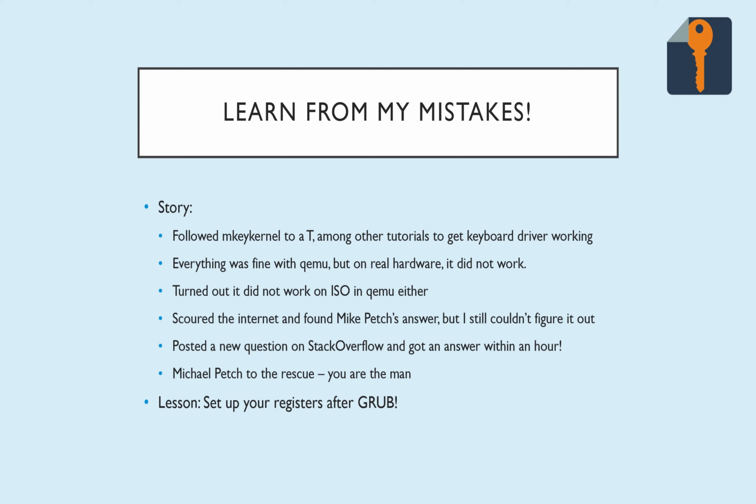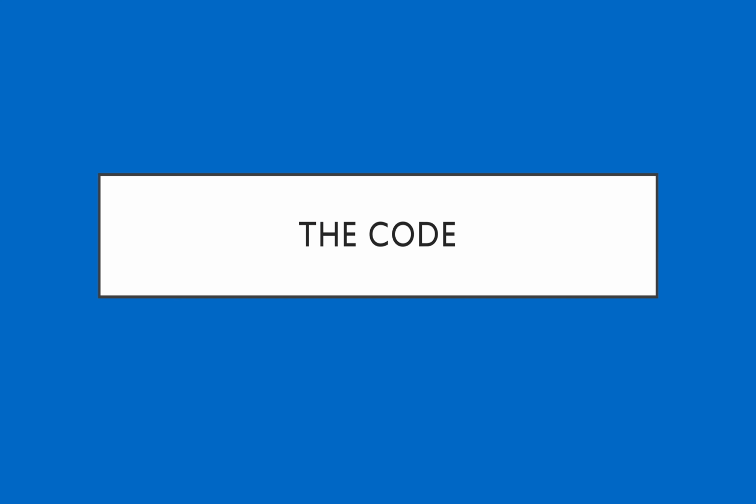Scoured the internet. I found one answer by Michael Petch, and it had a ton of suggestions for someone else's kernel. So I put as many of them as I could into mine, but of course I overlooked the actual answer. So I posted my own question to Stack Overflow, actually for the first time ever. Within an hour, Michael Petch comes in and answers and solves my problem. So thanks, Mike. You're the man. And as it turns out, the solution was to set up your registers because you can't count on Grub to do that for you. So I'll show you how to do that in the code. With that, let's jump in and see how we can build this.